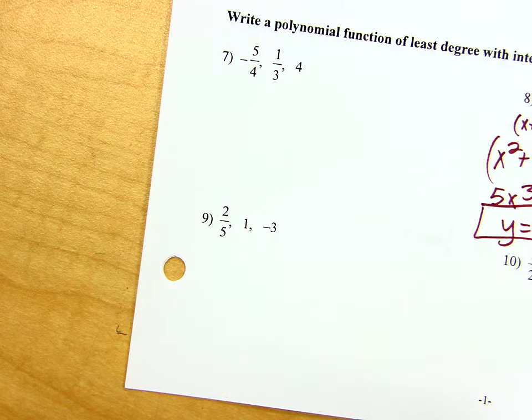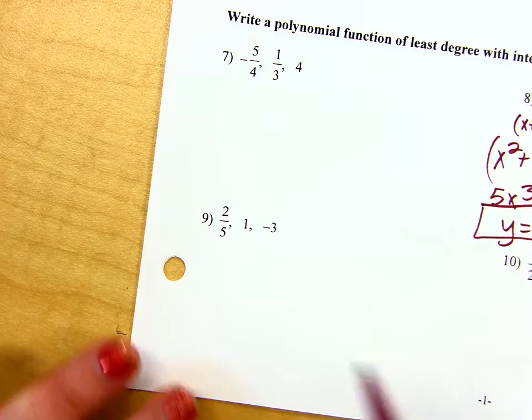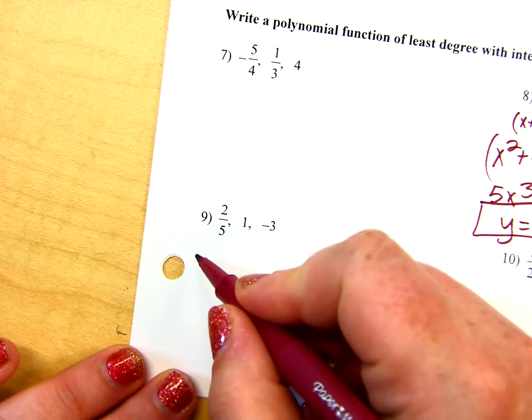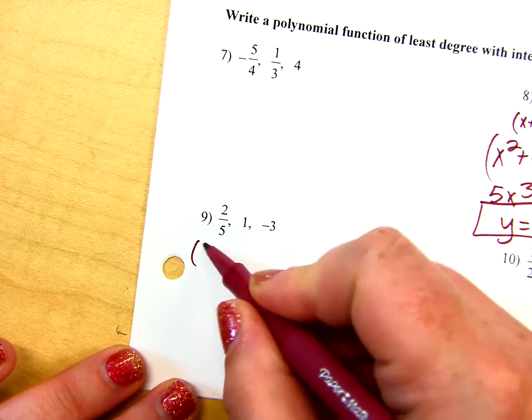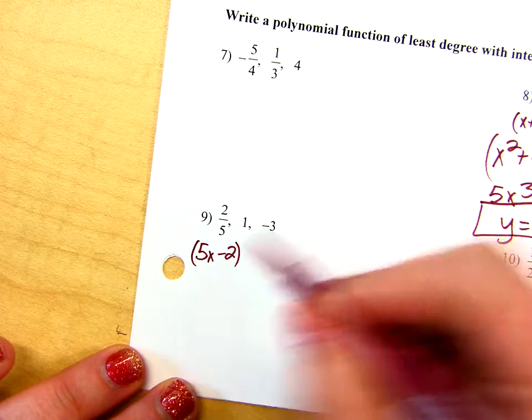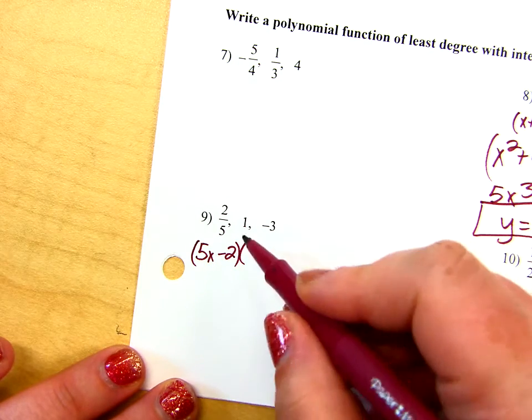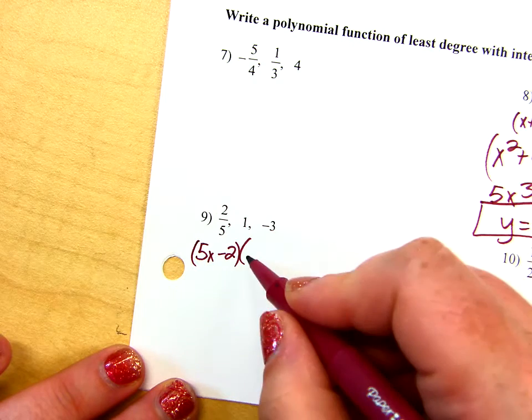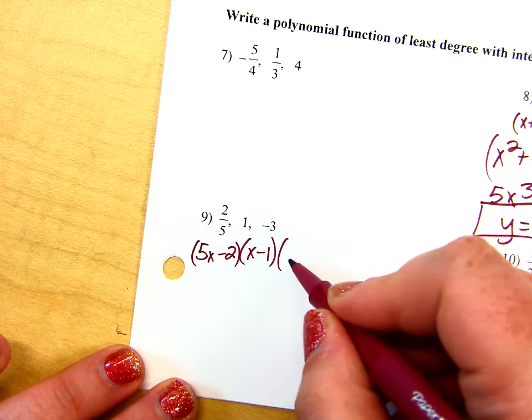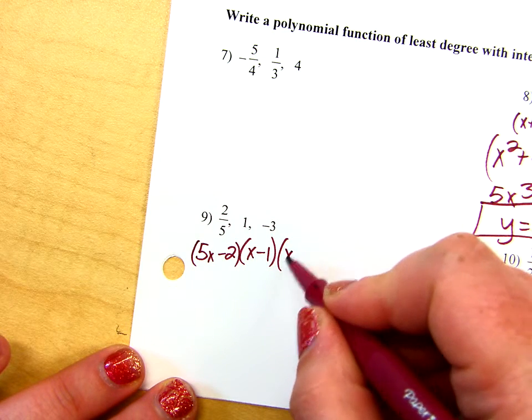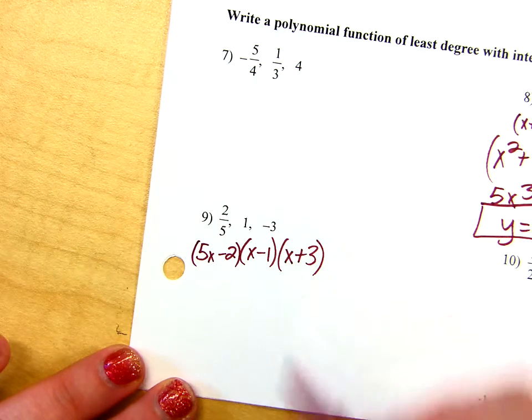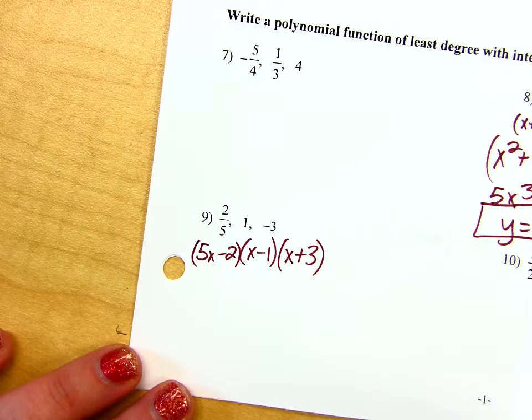So let's look at 9, for example. First, do I need to add any zeros that aren't in this list? No, lucky us. Where would 2/5 have come from? 5x minus 2. Oh, it's the same one. Where would 1 have come from? X minus 1, and negative 3 would come from x plus 3. Is everybody okay with that so far? You see why they are what they are? And now just multiply them all together.